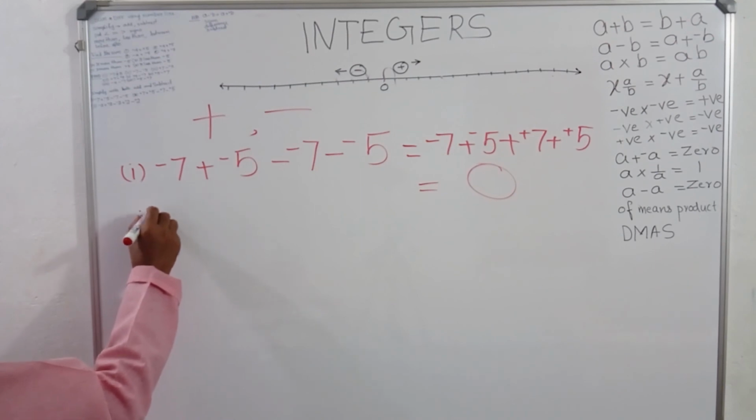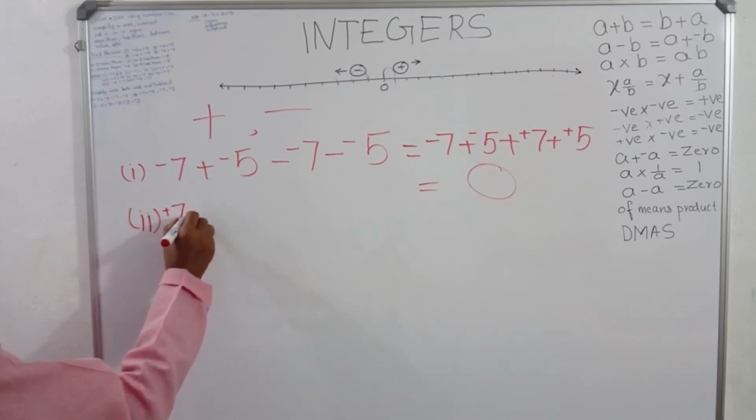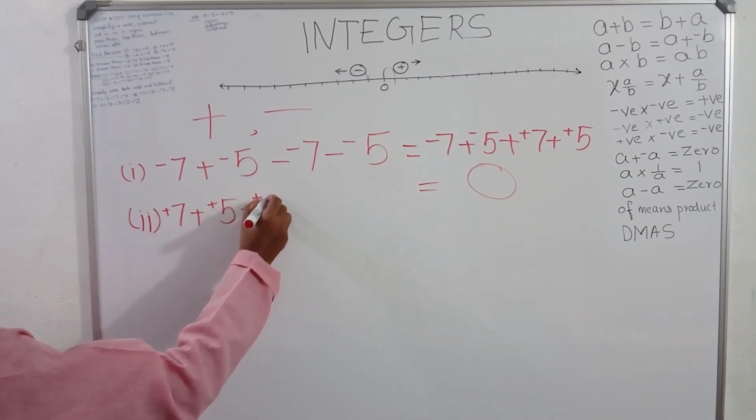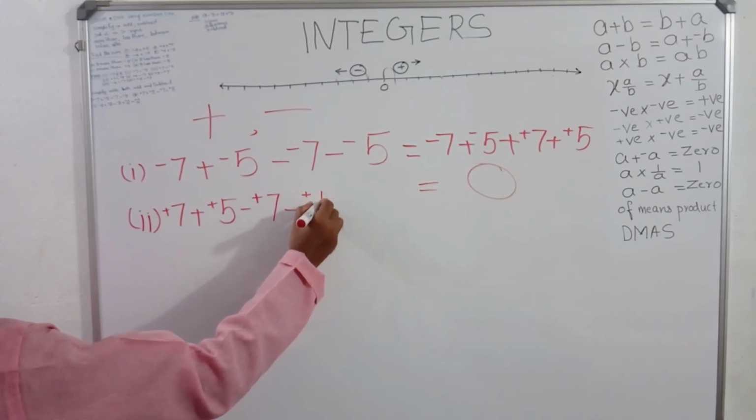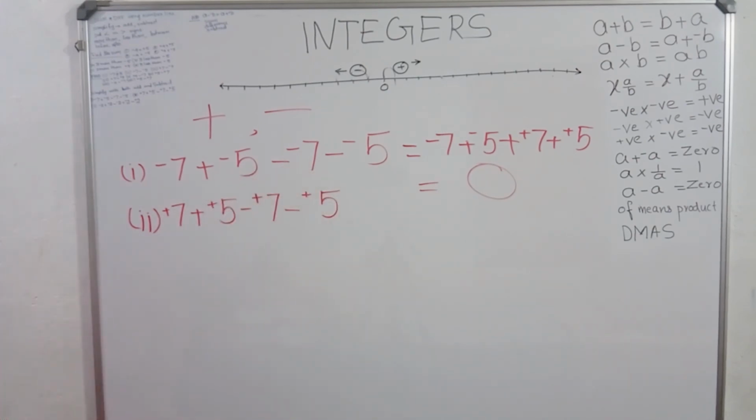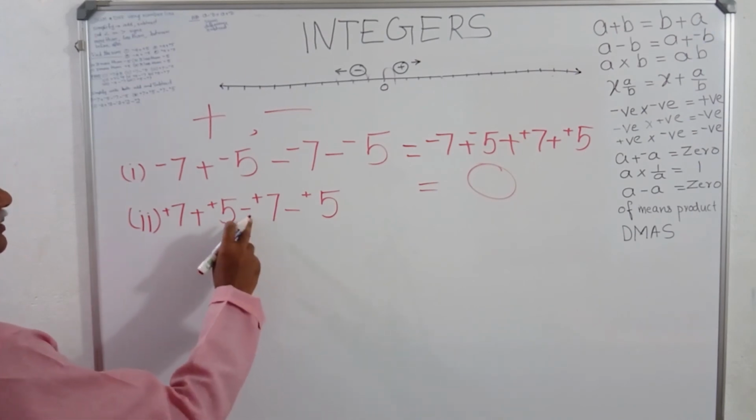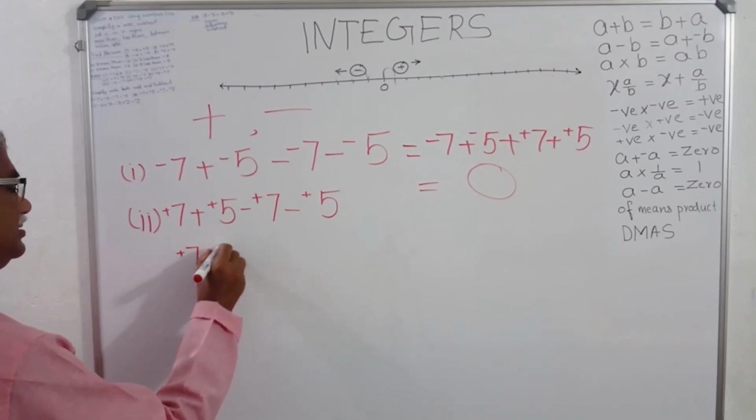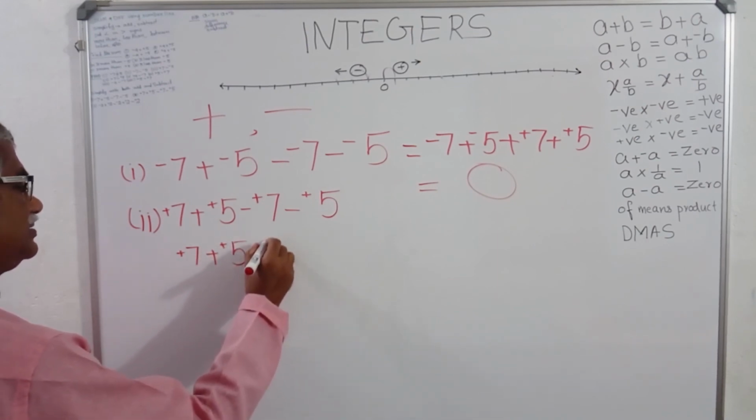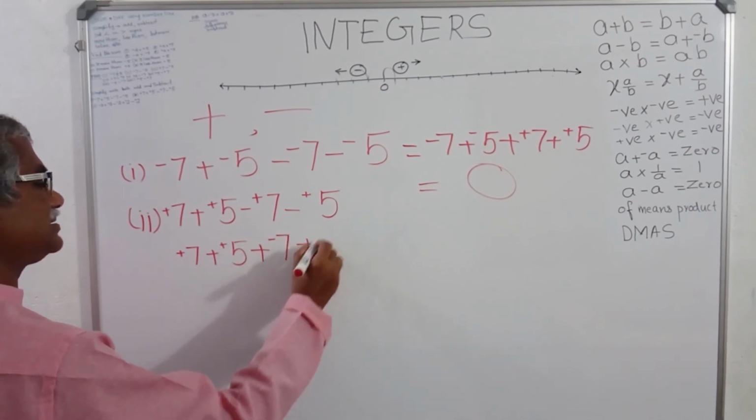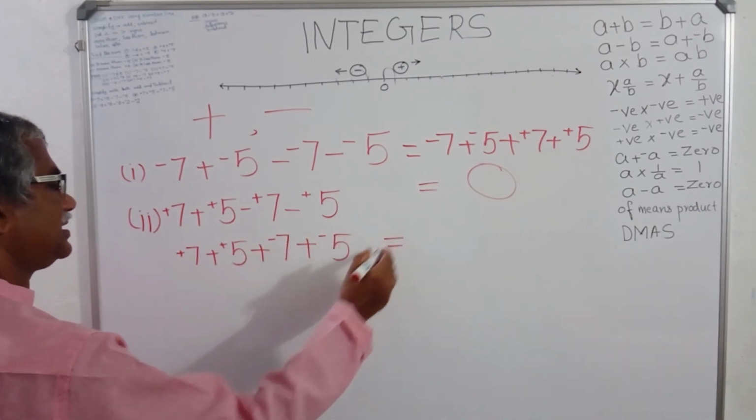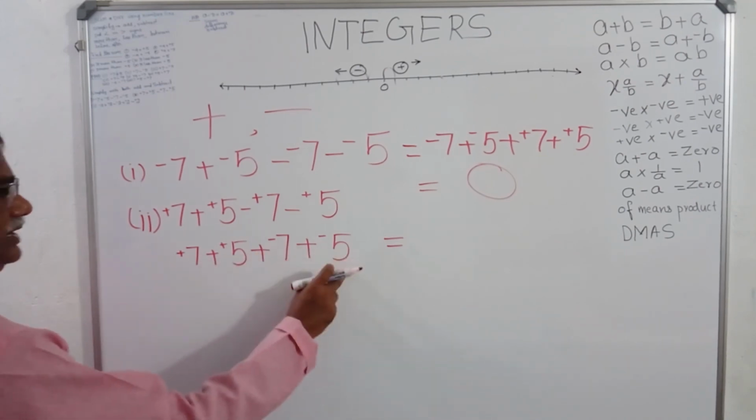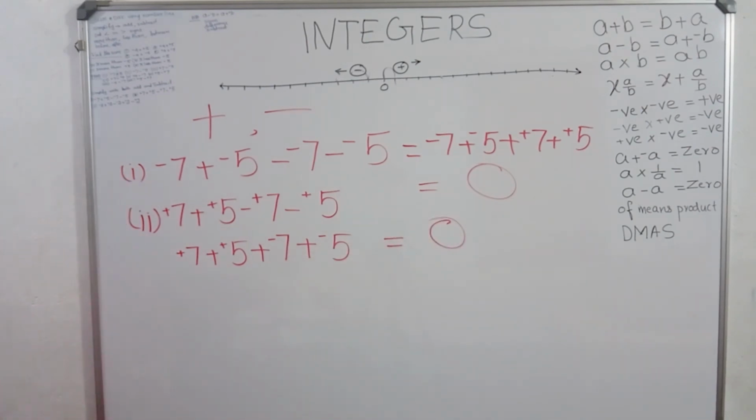Second one. Positive 7 plus positive 5 minus positive 7 minus positive 5. What will be the answer? We can change the subtraction to addition. Positive 7 plus positive 5 plus negative 7 plus negative 5. Here also the answer is the same. Positive 7, negative 7. Positive 5, negative 5. Result 0.